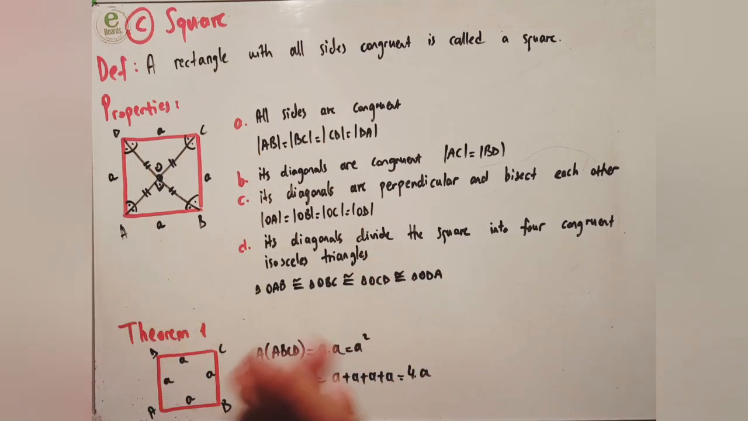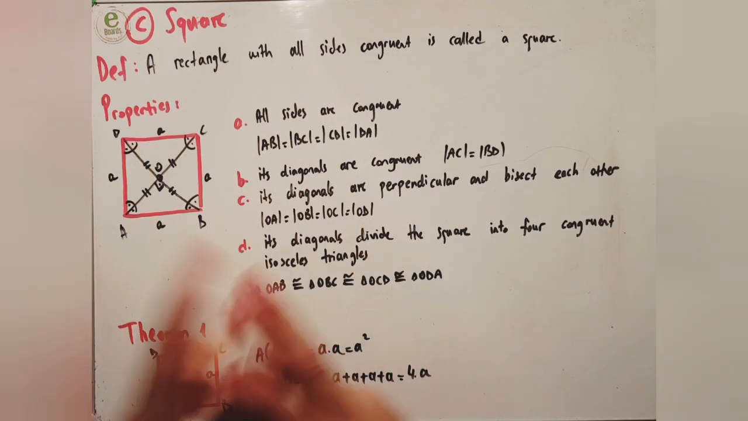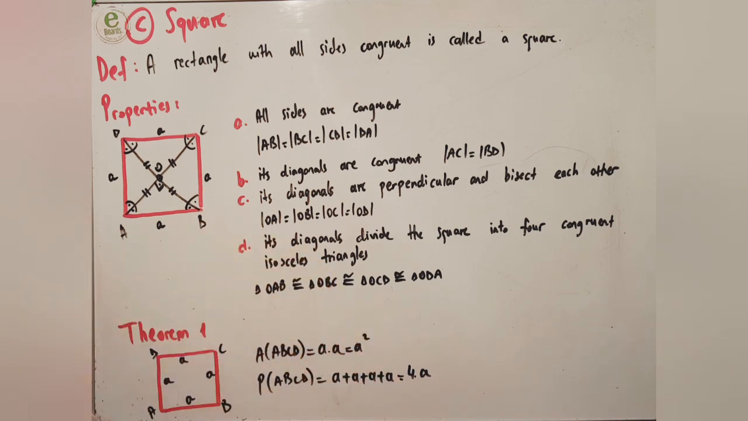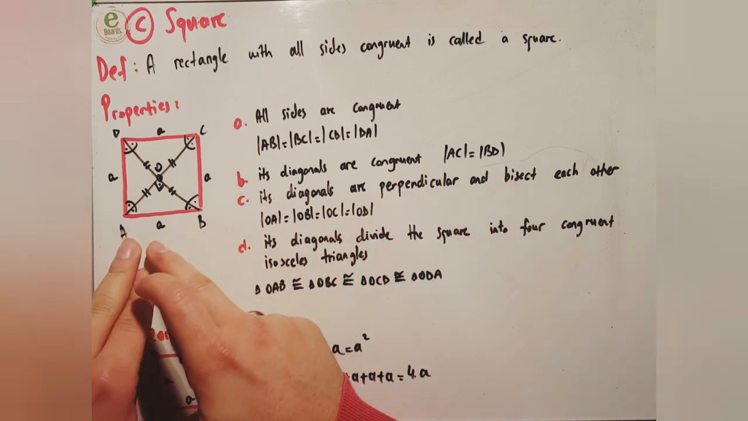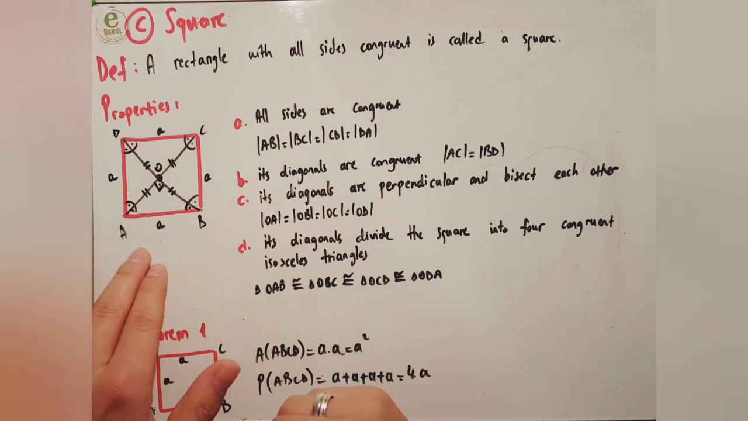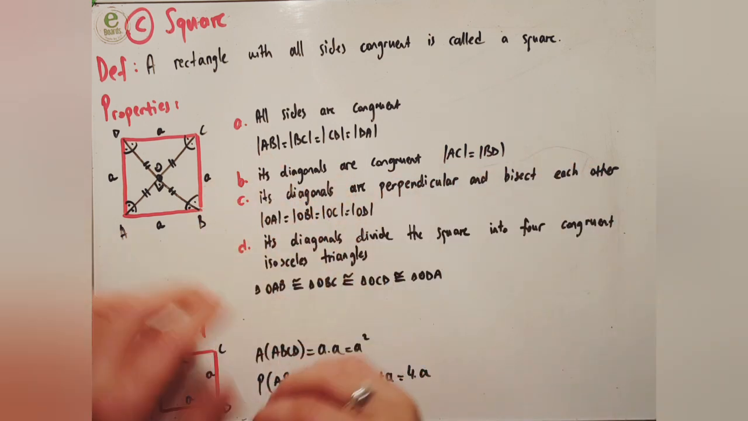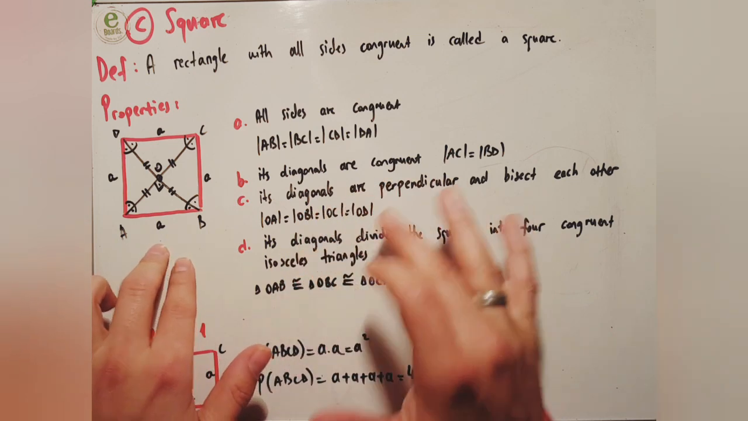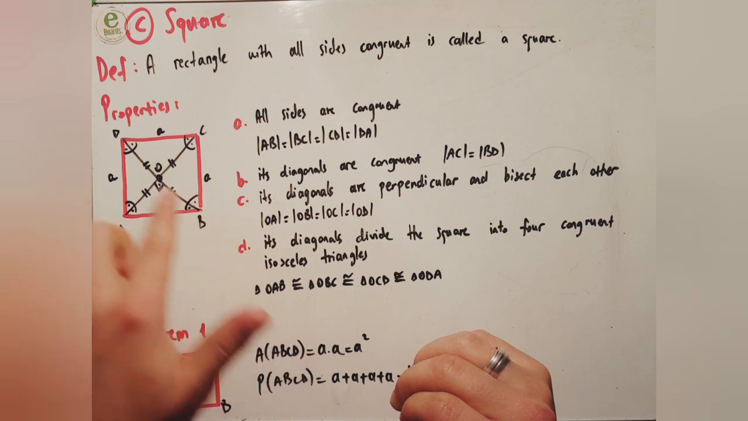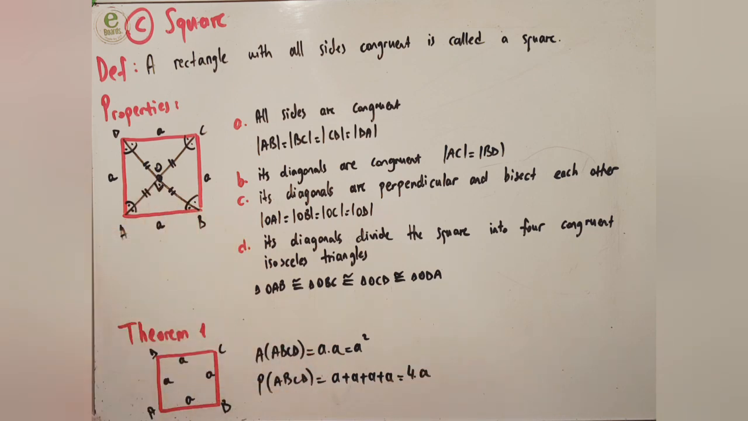Okay, the last member of this video is the square. A rectangle with all sides congruent is called a square, and we can see the properties. All sides are congruent: AB is equal to BC is equal to CD is equal to DA, and its diagonals are congruent, such as AC is equal to BD. Its diagonals are perpendicular and bisect each other. OA is equal to OB is equal to OC is equal to OD.